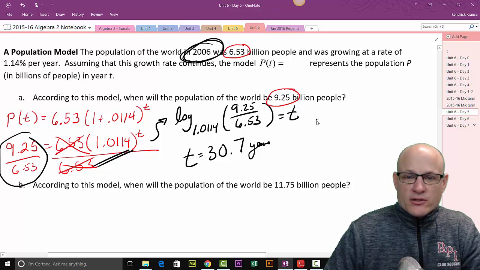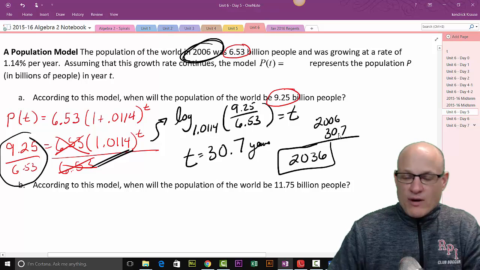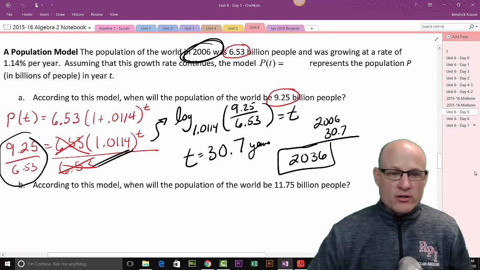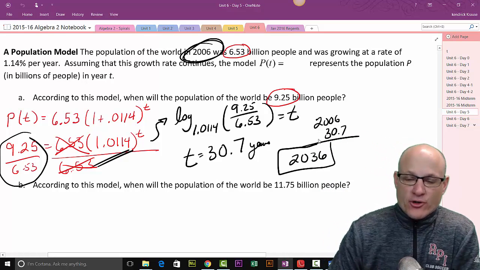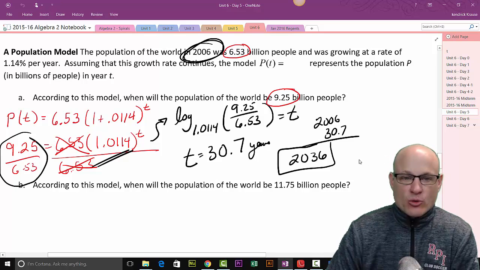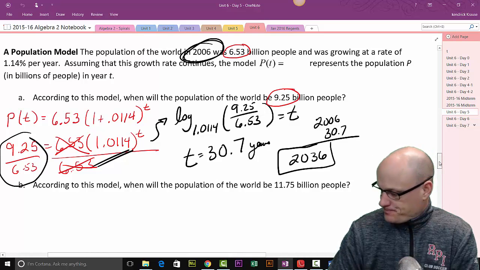So if we take 2006 and we add 30.7 years, that's 2036. Now you don't want to round because it says in which year? According to the model, when will the population? So your answer's got to be something like during the year 2036, the world population will reach 9.25 billion people.